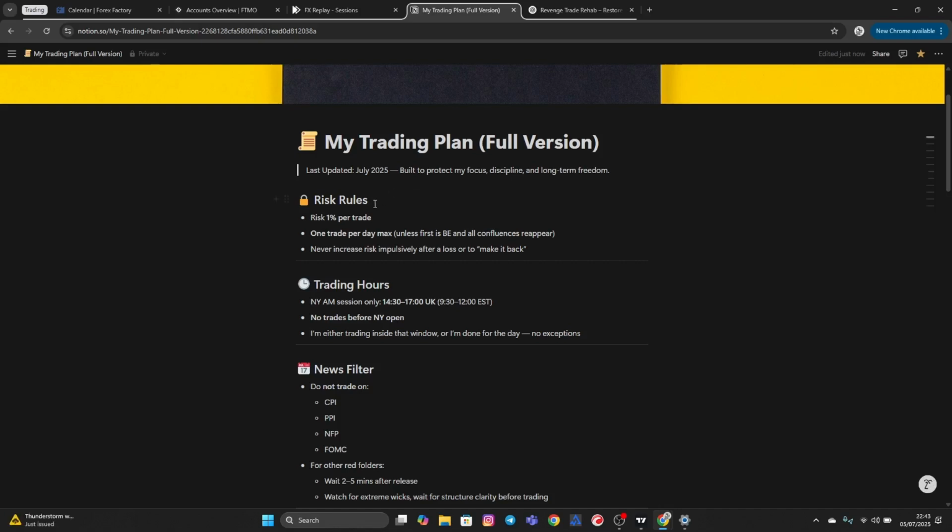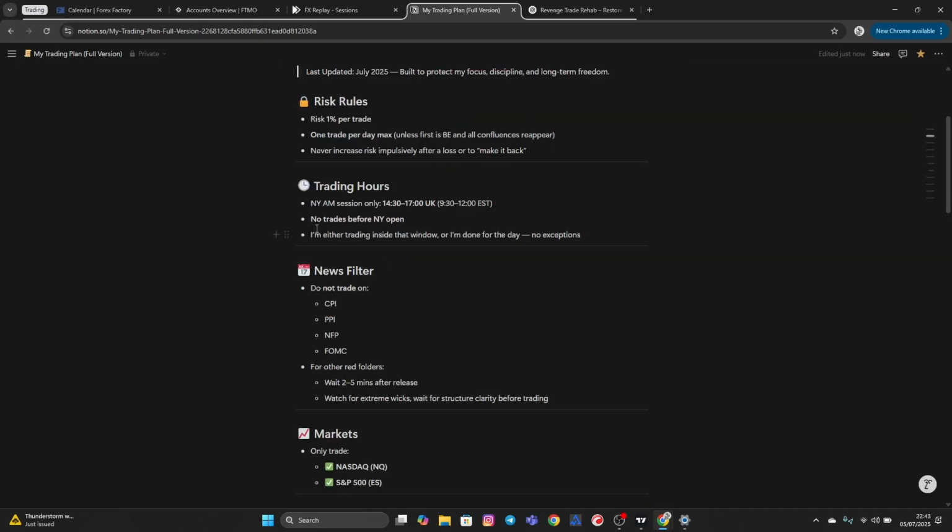Risk rules: only risk 1% per trade, one trade per day max, unless the first is break even and all my confluences reappear in the second trade. Never increase risk impulsively after a loss or to make it back, essentially. The only time I trade is the New York AM session, which for me is 2:30 to 5 UK time, and in America is 9:30 to 12. No trades before New York Open. I'm either trading inside that window or I'm done for the day, no exceptions.